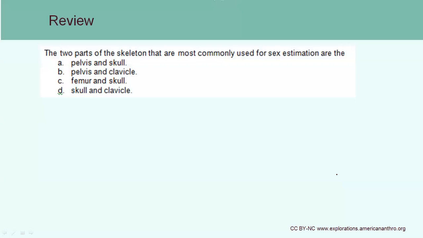So my first review question for you: the two parts of the skeleton that are most commonly used for sex estimation are A, the pelvis and skull, B, pelvis and clavicle, C, femur and skull, or D, skull and clavicle. So the correct answer for sex is going to be pelvis and skull.